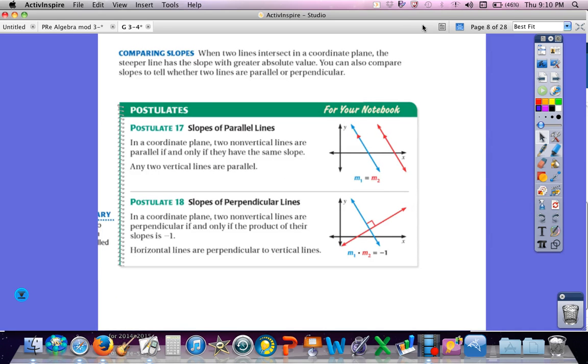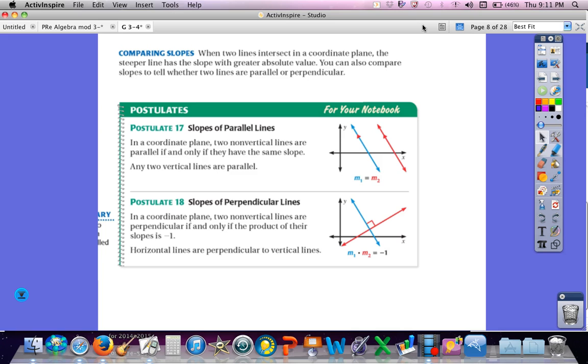So congratulations. I know you're excited. We have 2 more postulates, but they're things that you already know to be true. We're just telling you that they're postulates. The first is the slope of parallel lines in a coordinate plane. 2 non-vertical lines are parallel if and only if they have the same slope. So if they're not vertical, they have the same slope, they're parallel. And any 2 vertical lines are parallel. So they have undefined slope, but they are parallel.